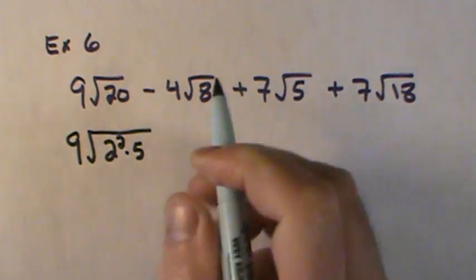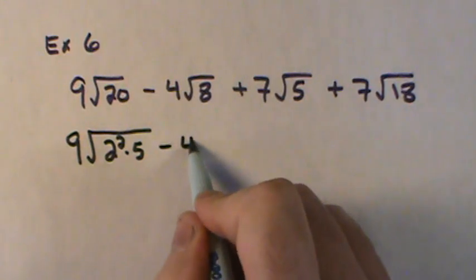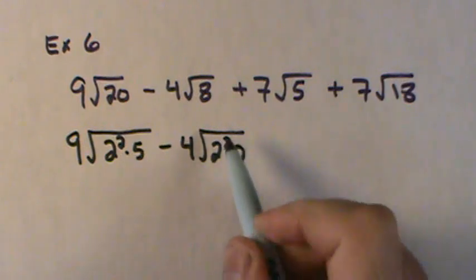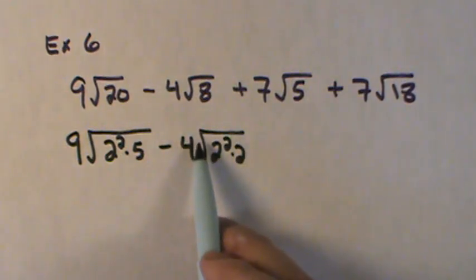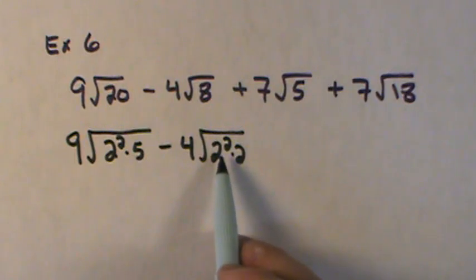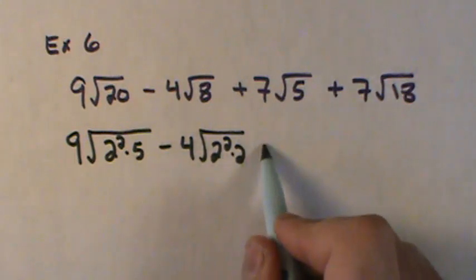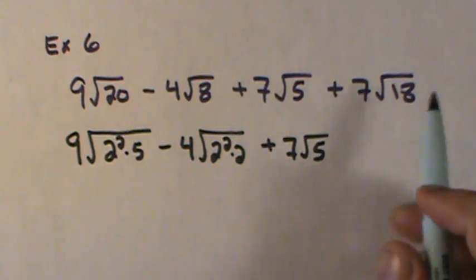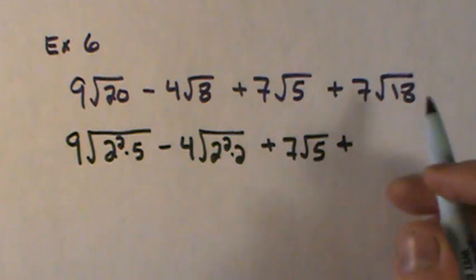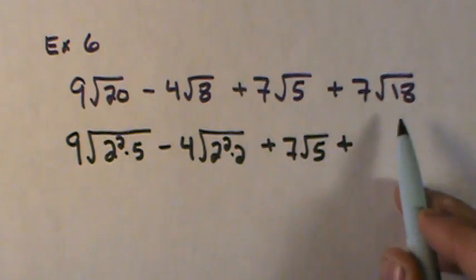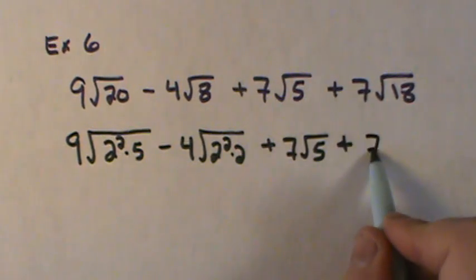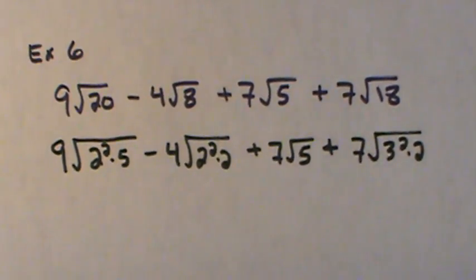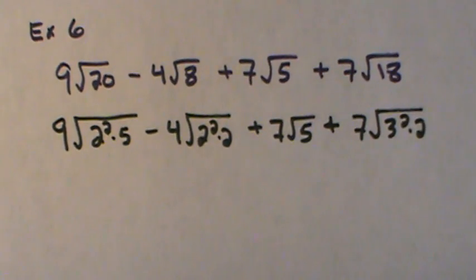2 squared 5. 8 we've done a number of times now. We know that 8 is 2 squared 2. Why I do not write that as a cube is because the index is a 2. It's a square root. I'm only interested in square values. Plus 7 rad 5. 5 doesn't break down. 18, I don't think we've seen that one yet. 18 is 9 times 2, but 9 is really a 3 squared. So I can say 3 squared 2.